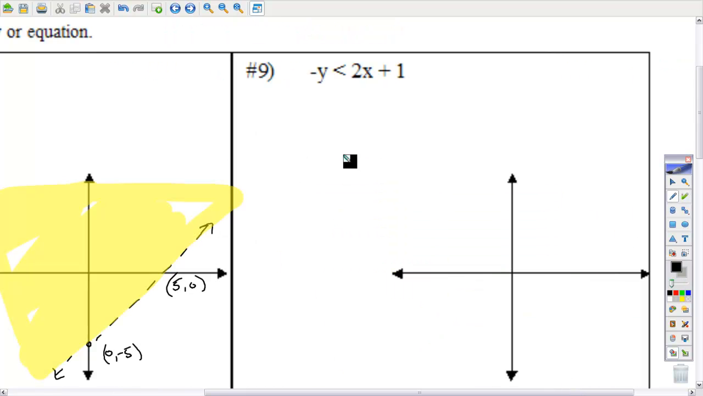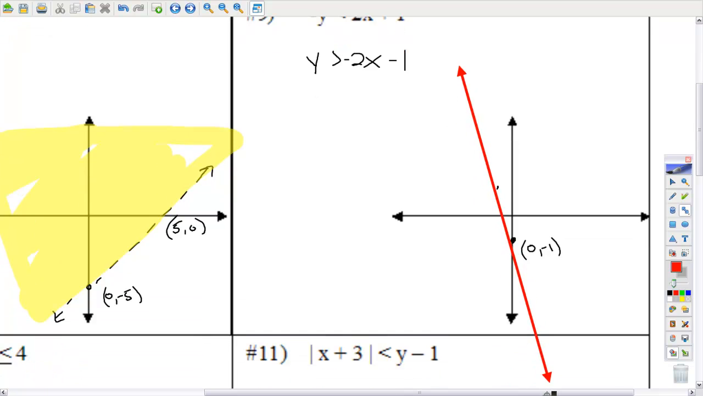Number 9, y is not by itself. There's a negative here. If you multiply both sides by -1, once again your inequality sign changes direction. So this has a y-intercept of -1, a slope of -2. So I can go up 2 and to the left 1, or down 2 and to the right 1. So it puts us something like this.